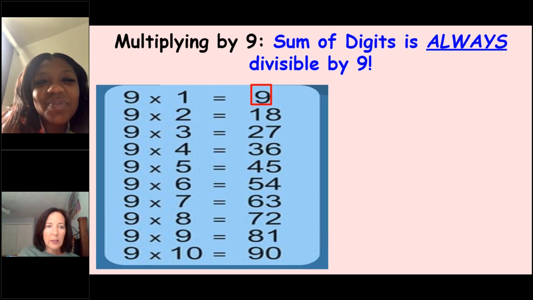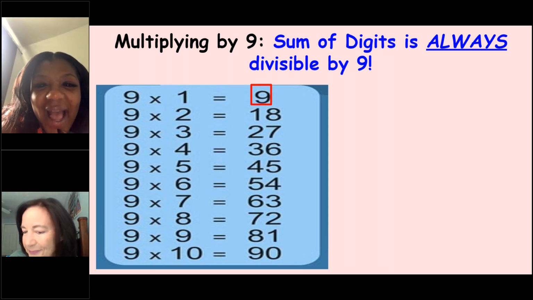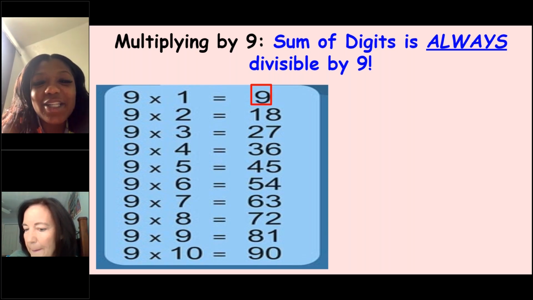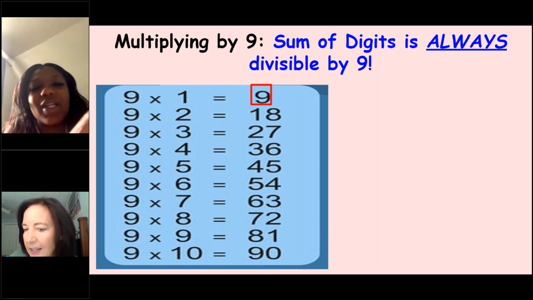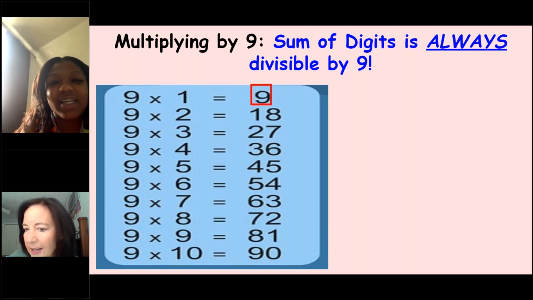Let me show you. I don't mean to cut you off, but I don't know if you noticed something. I'm looking at the products of the multiplication facts for 9.